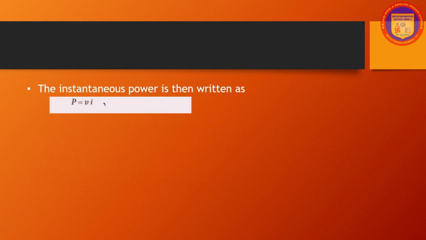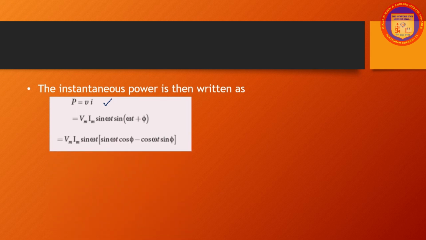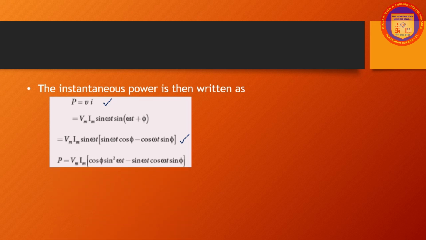Substituting both the values, we'll get Vm Im sin(ωt + φ). Sin A plus B formula, we can use it first. So we'll get Vm Im sin ωt into (sin ωt cos φ minus cos ωt sin φ). Now you take the sin ωt inside the bracket, so we'll get P is equal to Vm Im into (cos φ sin² ωt minus sin ωt cos ωt sin φ).